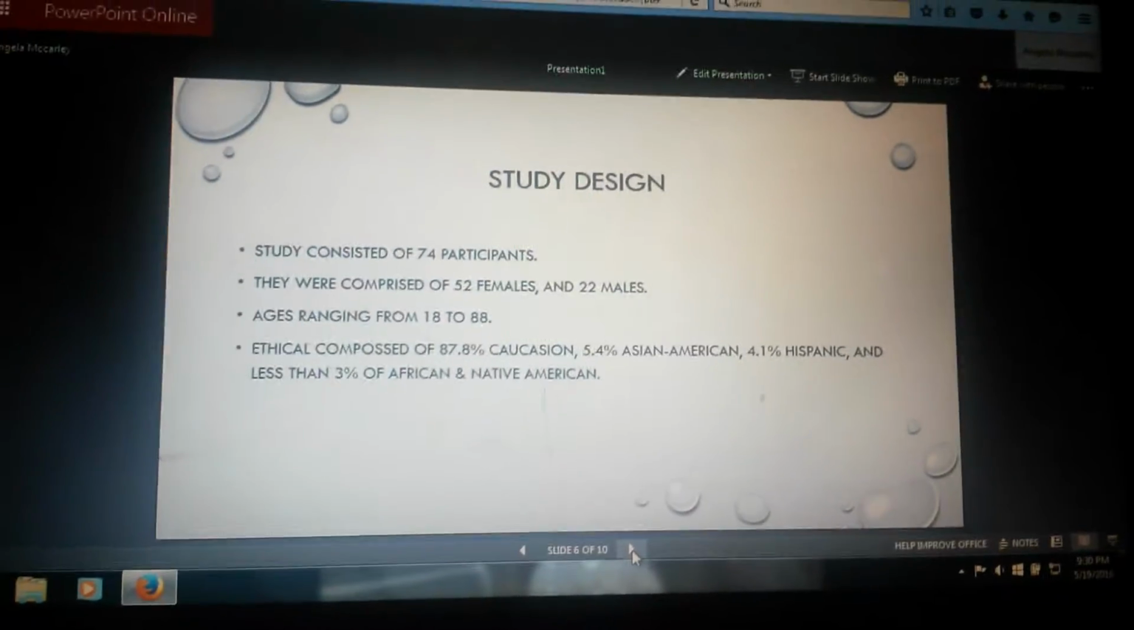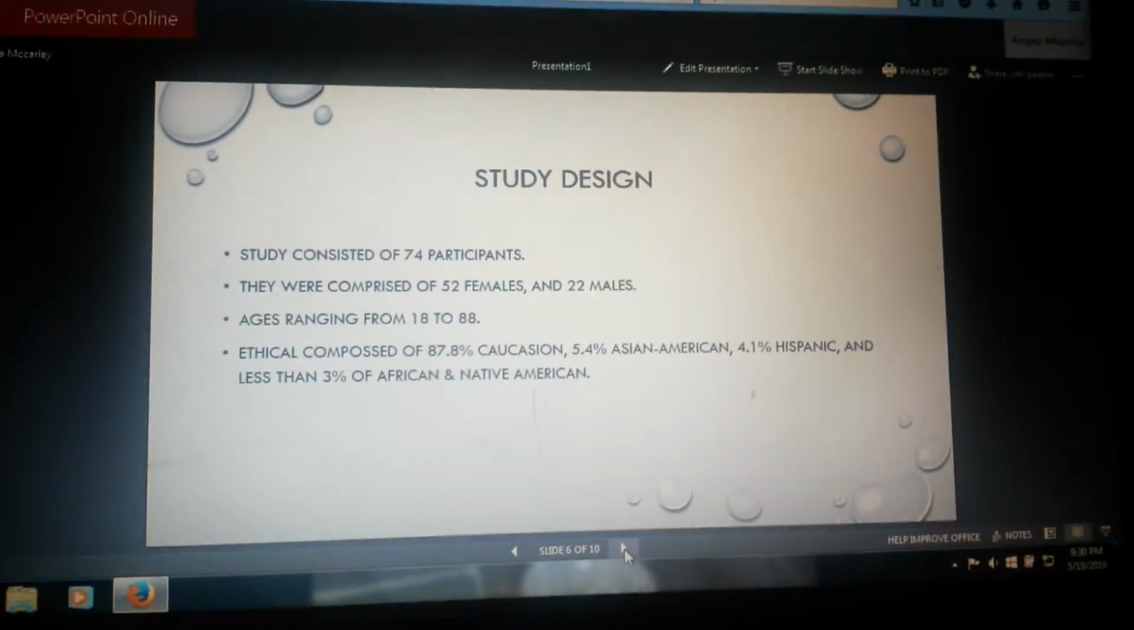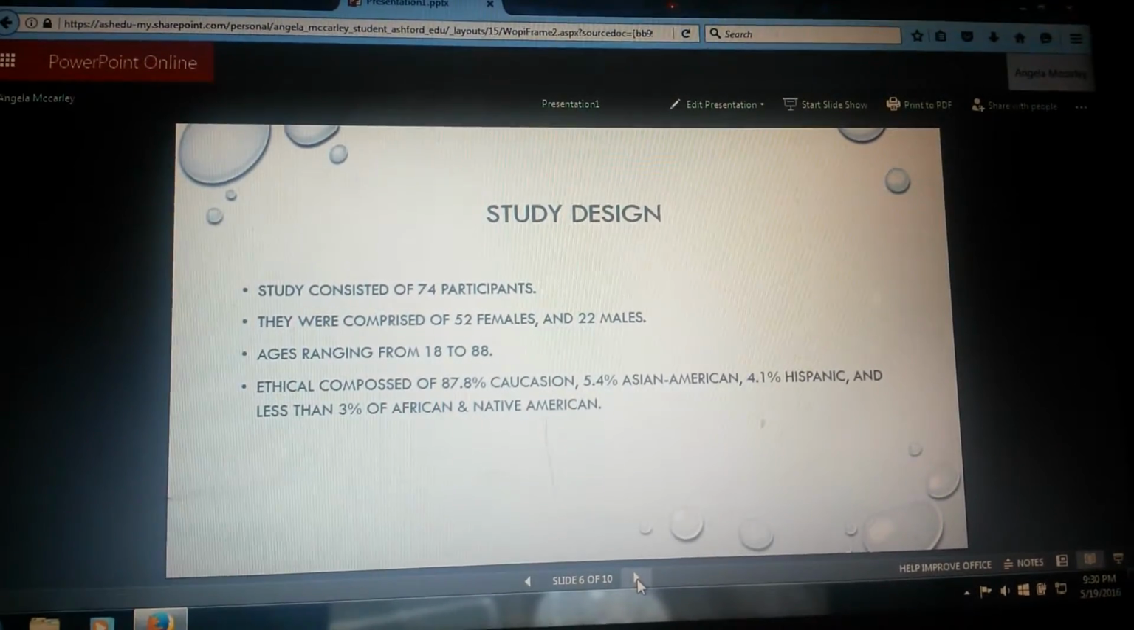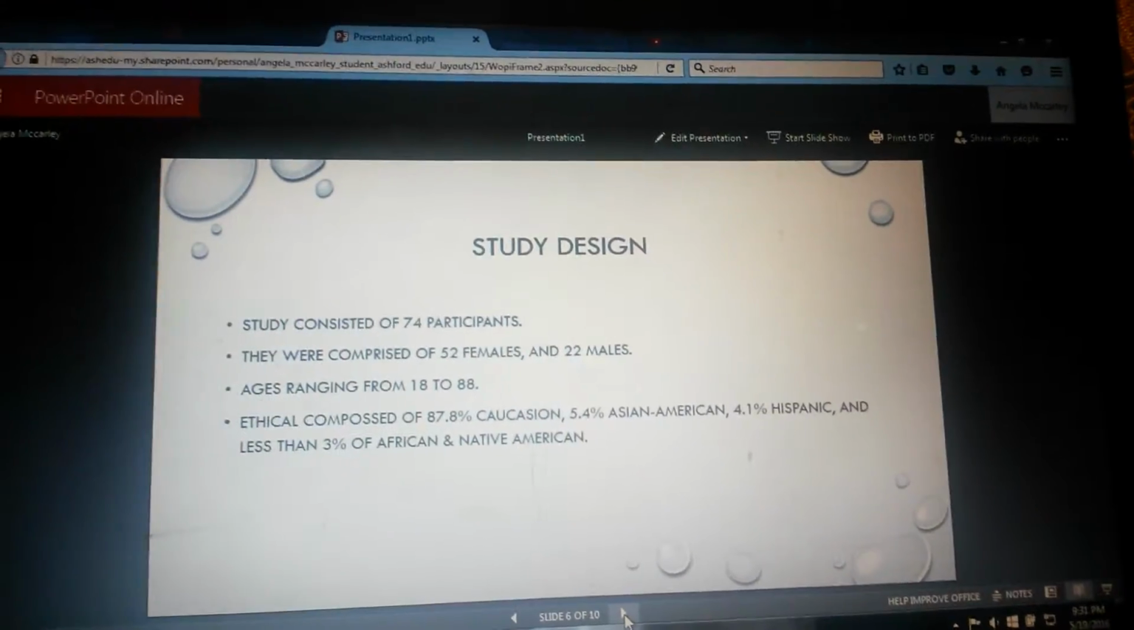Study design. The study consisted of 74 participants. Out of the 74, there were 52 females and 22 males. The ages ranged from 18 to 88 years of age. The participants were made up of 87.8% Caucasian, 5.4% Asian American, 4.1% Hispanic, and less than 3% African and Native Americans. The participants were screened for inclusion and exclusion criteria over the phone by a trained research assistant.